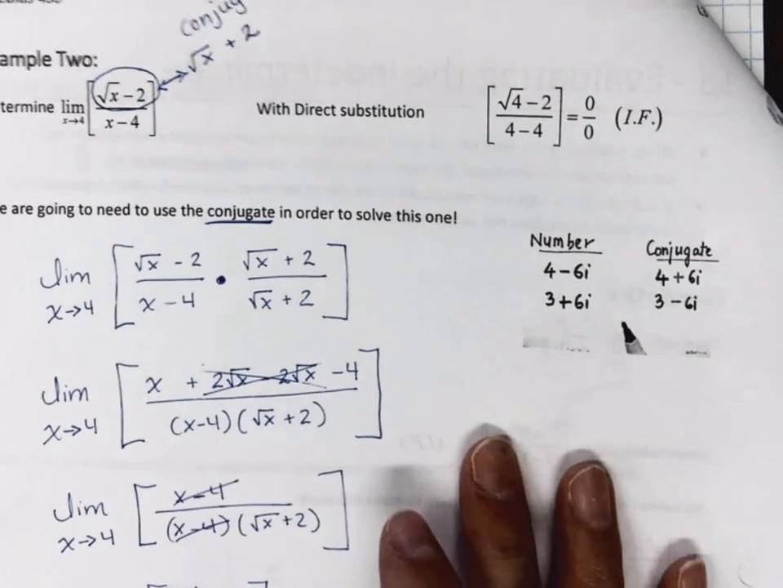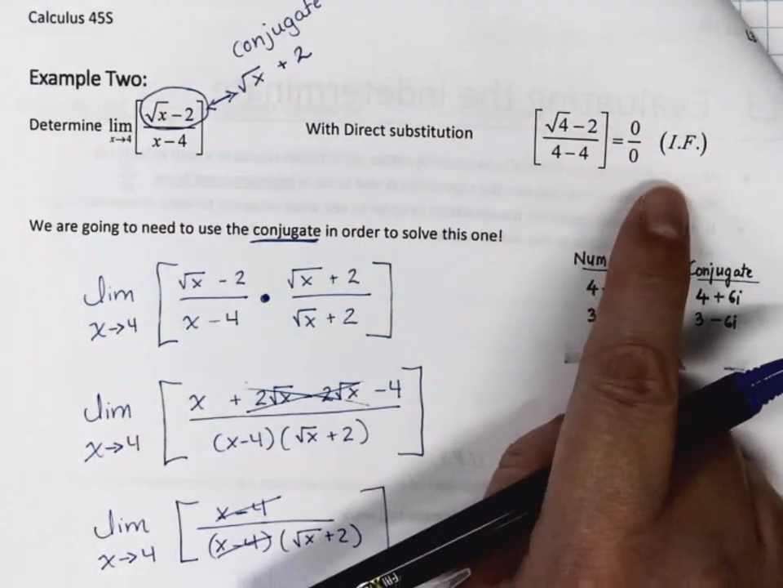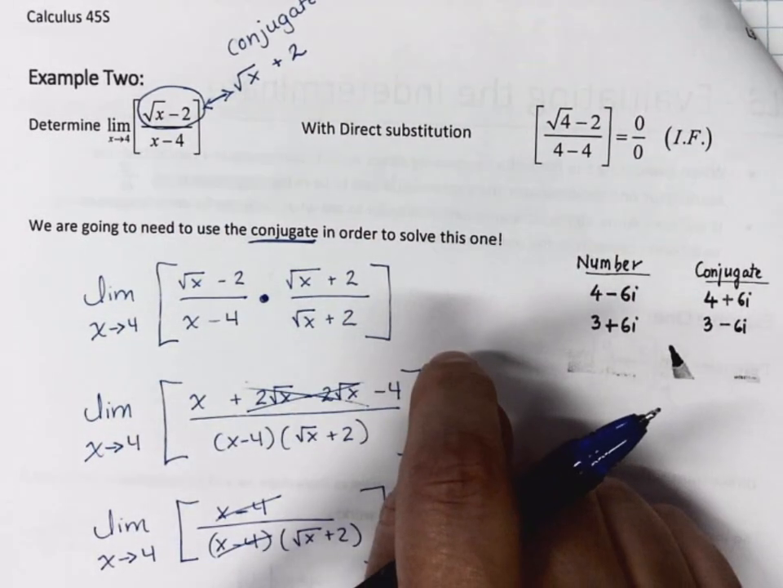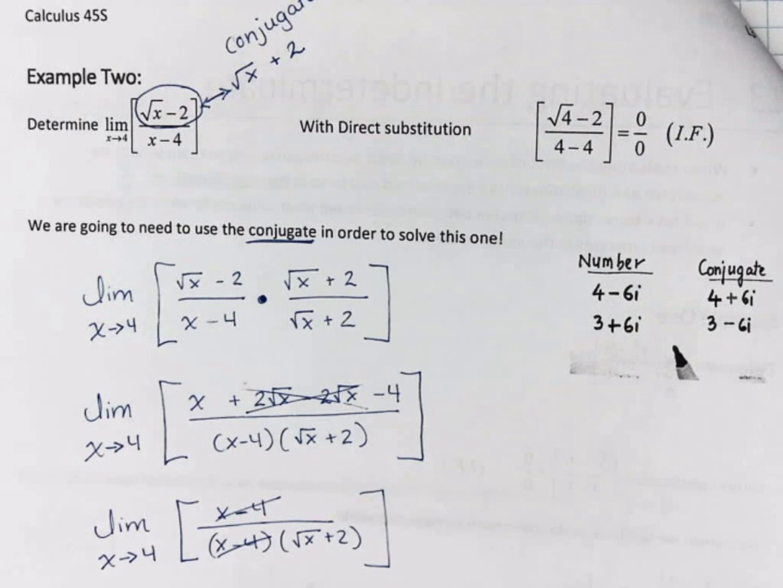So anytime you're seeing something with radicals and you end up in indeterminate form, use the conjugate, and use the conjugate for the thing with the root sign.